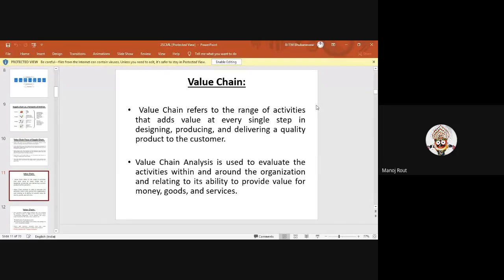As I told, in case of supply chain management, starting from the supplier, the second step is your inbound logistics, then operation, then outbound logistics. These things are evaluated within and around the organization. How to maximize the balance between supply and demand, and how to get more potential customers. That is the most important thing.